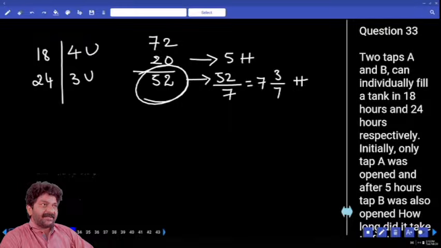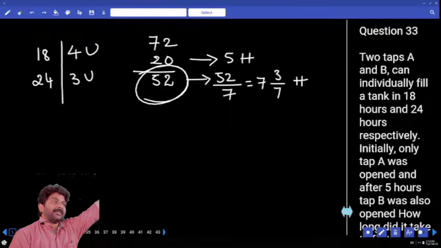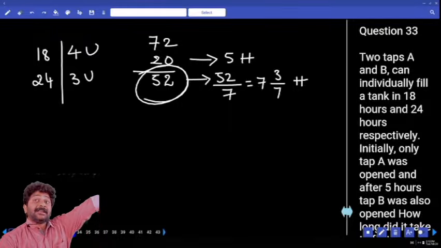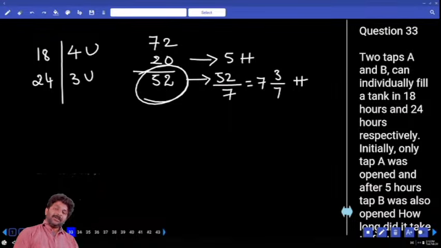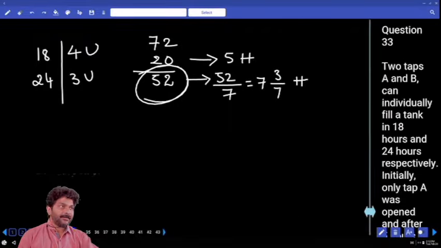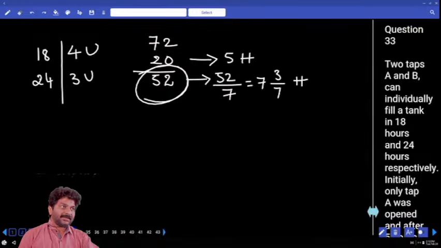7, 3 by 7. If it is for the total tank, in the sense you should consider first 5 hours also. Is it about remaining tank or total tank? Total. 5 hours plus 7, 3 by 7 hours. 12, 3 by 7. Followed? Yes, everybody.